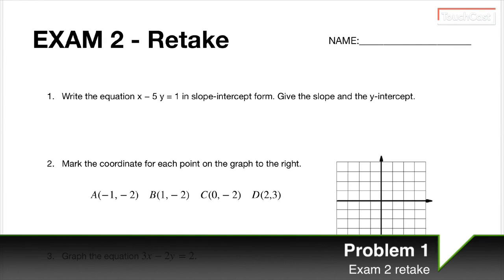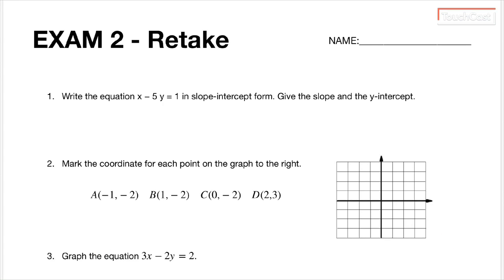So let's do problem one for the exam 2 retake. I'll go through each of these problems one by one. So let's start with number one. The question is to write this equation, x minus 5y equals 1, in slope-intercept form. Give the slope and the y-intercept.